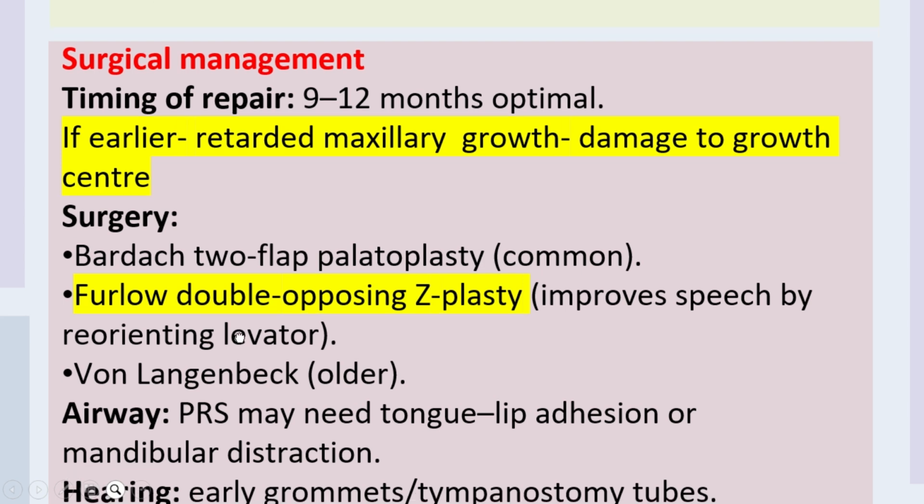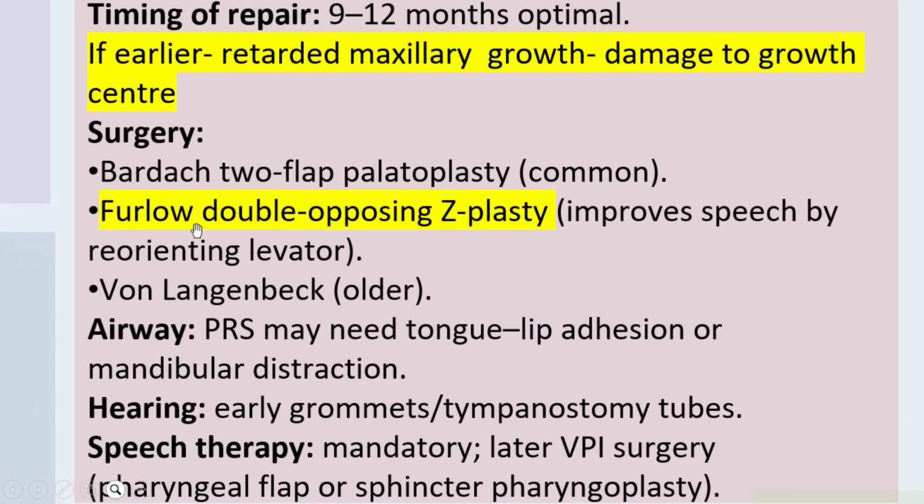In the surgery, we have the Bardach two-flap palatoplasty. You have the Furlow, and the Furlow palatoplasty is the one that is mostly done, especially if I want to improve speech, and it's good because of the orientation of the levator palatini muscle. The von Langenbeck is also an old method of repairing the cleft palate. Then airway may be important.